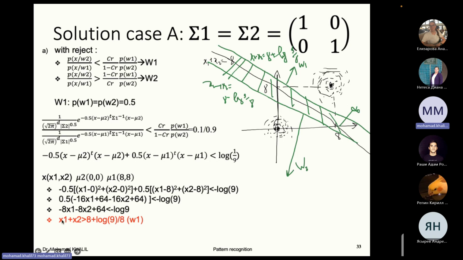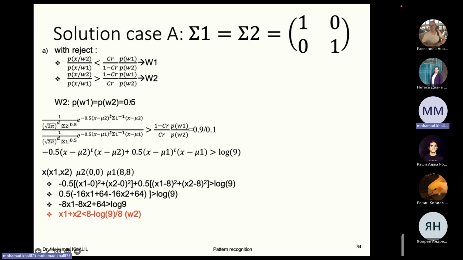If you develop, look, you have x1 plus x2 is greater than 8 plus log 9. This is the equation. This is the equation equal 8, and this is 8 plus log. Look, this is the equation equal 8, here 8, and here 8. Equation equal 8, x1 plus x2 equal 8, and here what is 8 plus something.